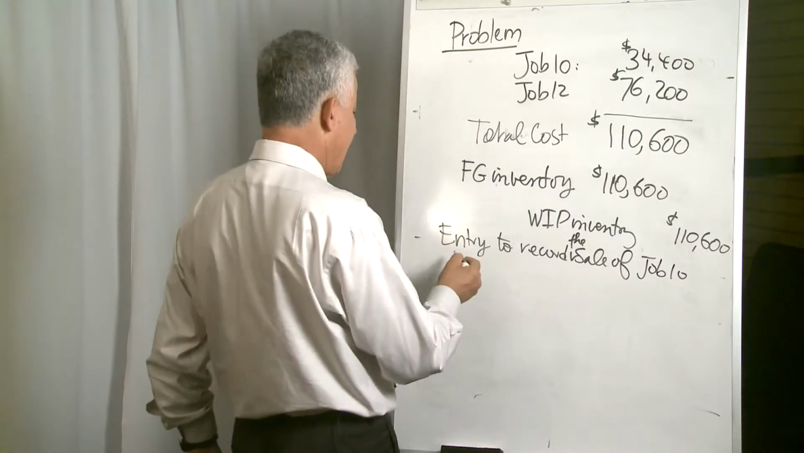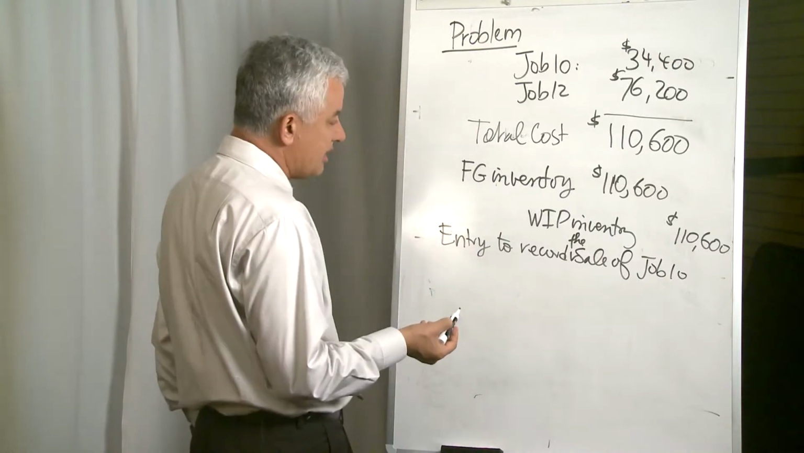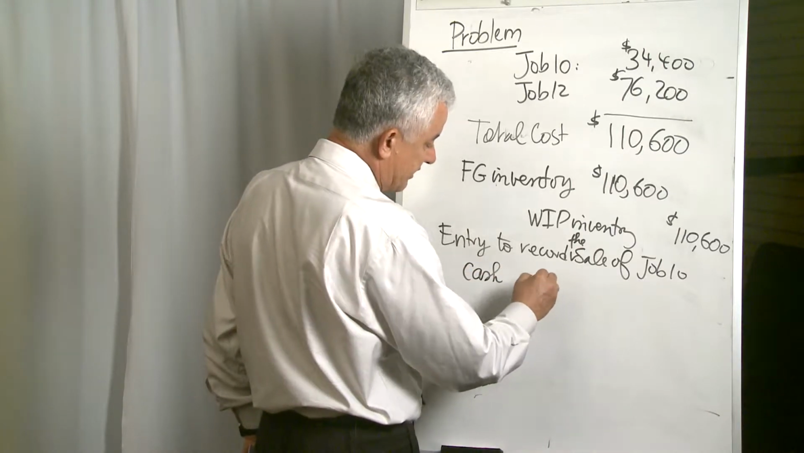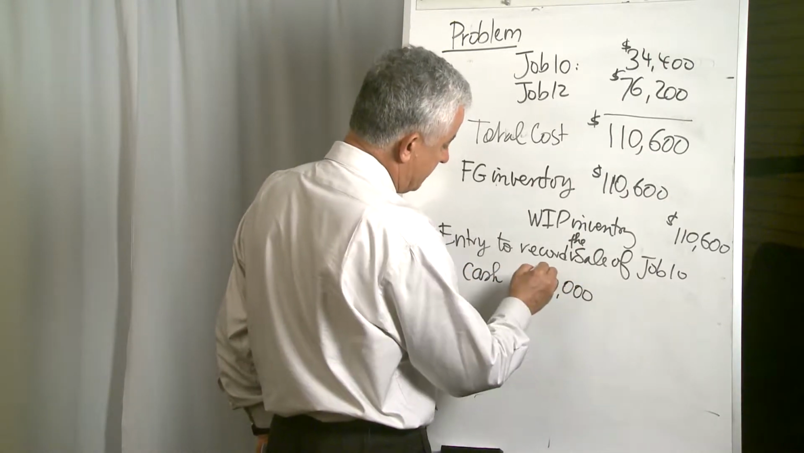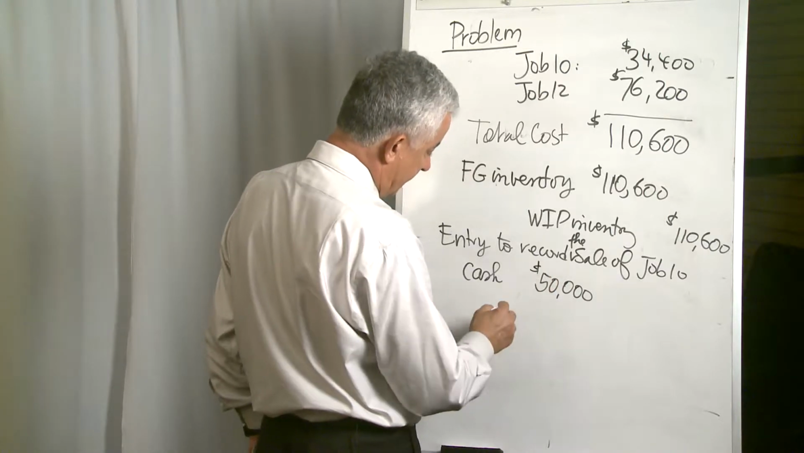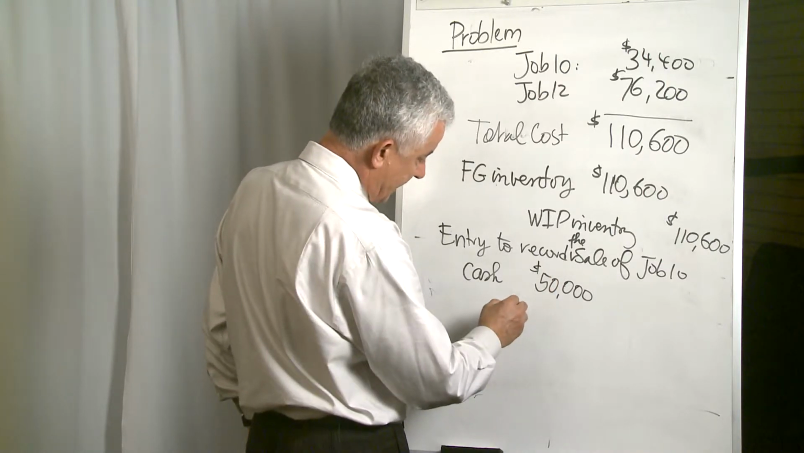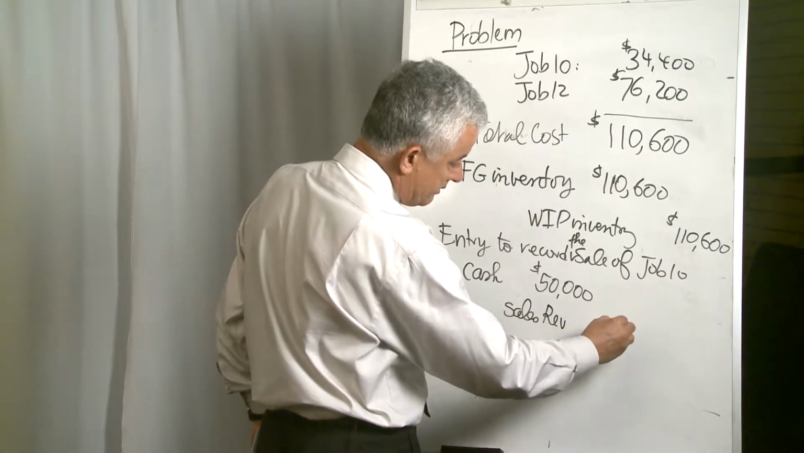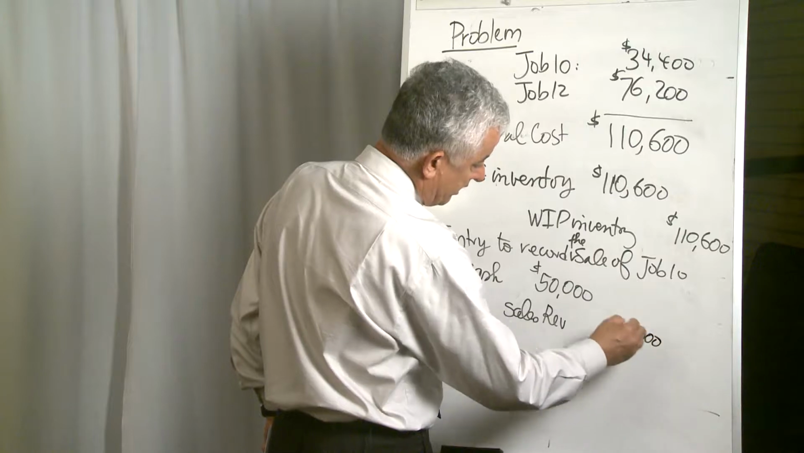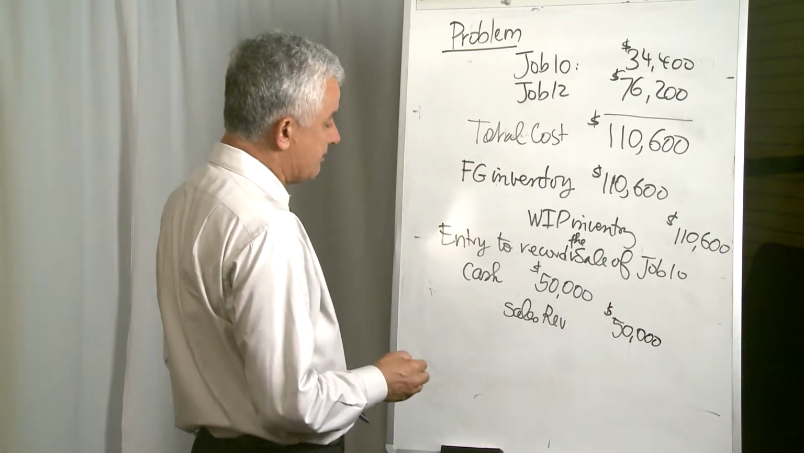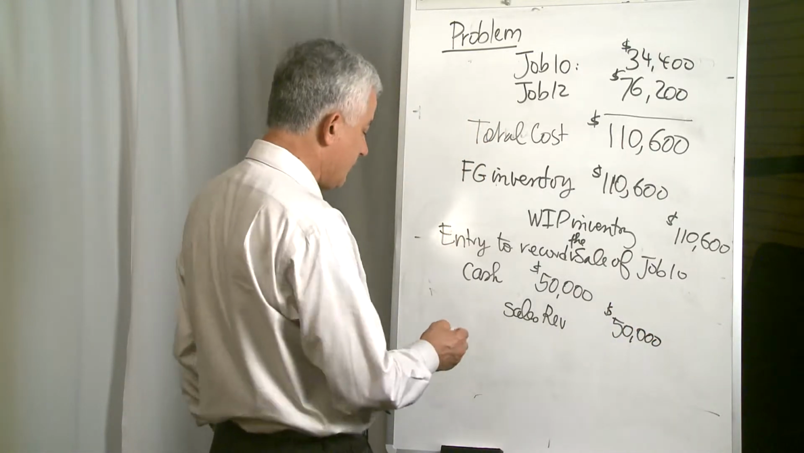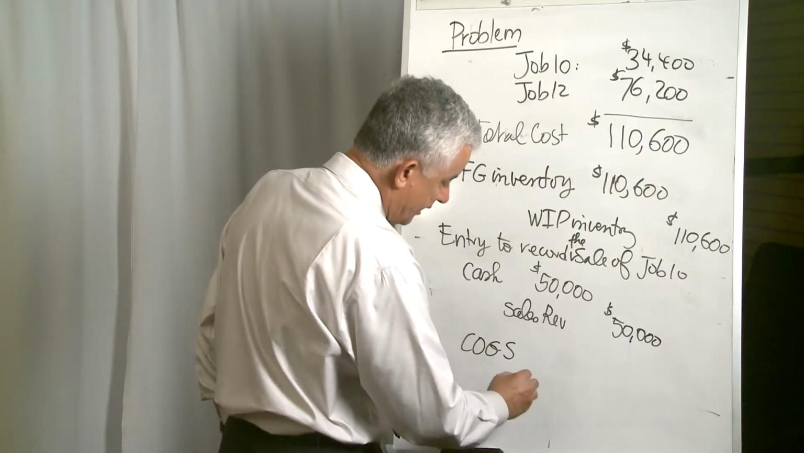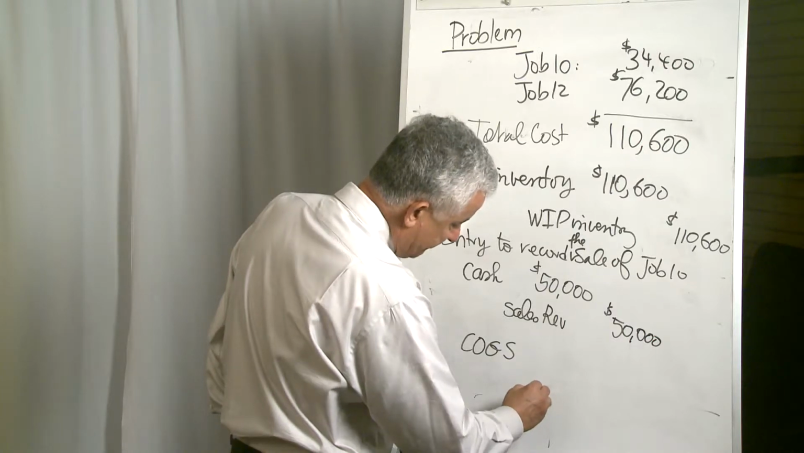Okay, so we have what they said, that we sold it for $50,000 cash, so debit cash to record the sales, $50,000, and then credit sales revenues. That's to record the sales, and then the second part is to record the reduction in inventory, which is what? Cost of goods sold, and finished goods inventory.